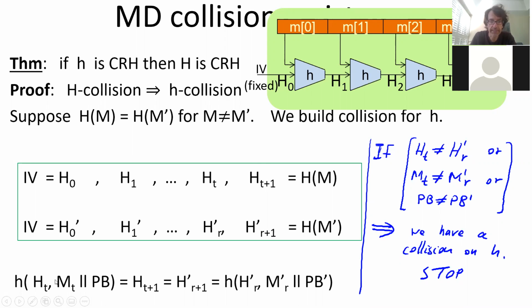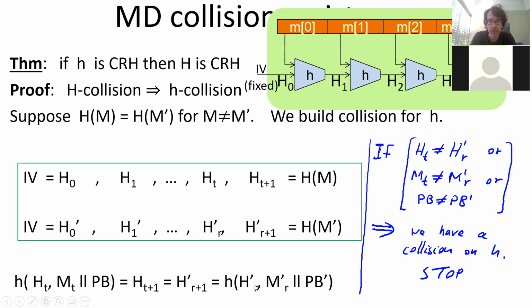So the only other case is that this thing and this thing are the same. So in other words, the last block, what does that mean? First of all, the last block of the M message and the last block of the M prime message were the same, but also the padding blocks were the same. And now padding blocks include the input length. So therefore, the length of M and the length of M prime must have been the same. So therefore, T and R are equal. So this is the last block of M and the last block of M prime, and they are the same.